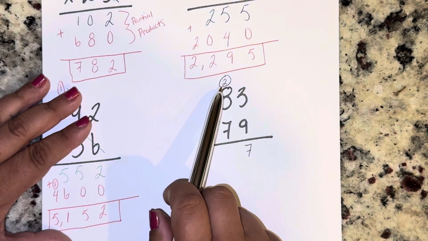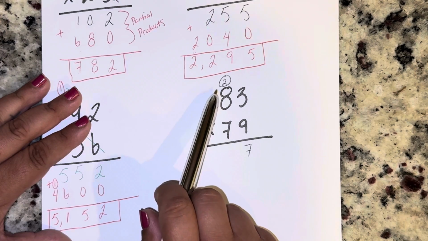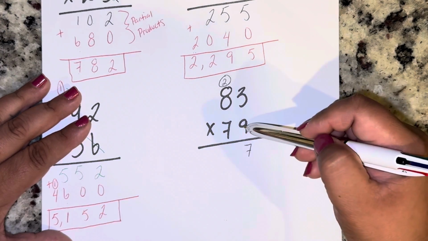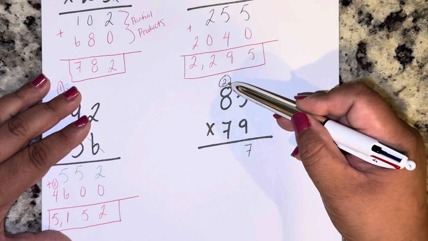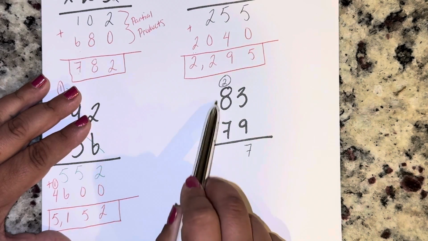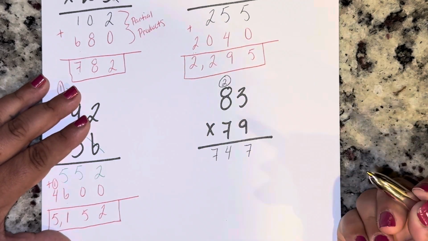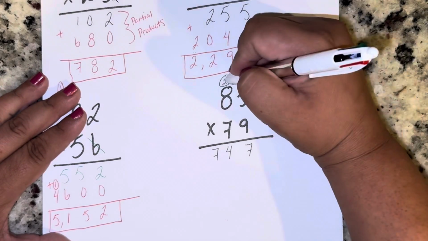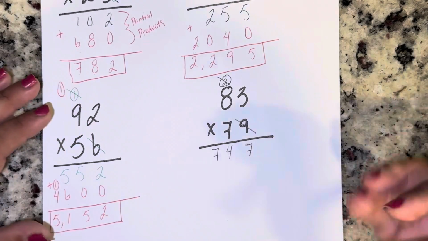That's going to be my regrouped 2. I circled it to indicate that, hey, when I get to this point, I need to add that 2. 9 times 8 is 72 plus 2 is 74. I do not have anything further to multiply, so I'm going to bring it down. Okay, now I am done with my 2. I'm going to mark it off. I'm also done with my 9, so I can mark it off.